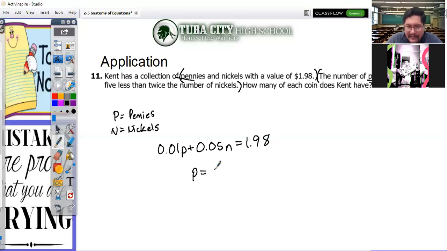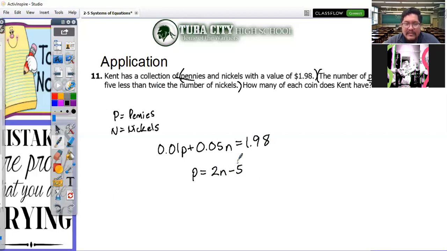And this one's a tricky one because whatever number we're looking at, we're going to have to lessen it by 5. 5 less than twice the number of nickels. So to put it in an easier to read form, it'd be 2n minus 5. So again, twice the number of nickels, and then lessen it by 5.